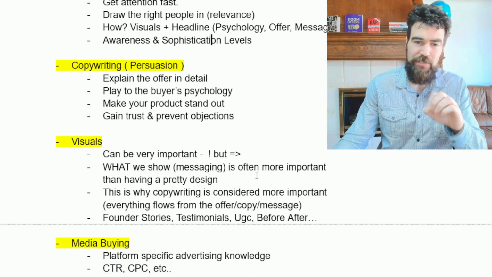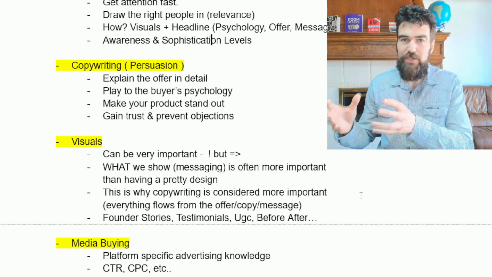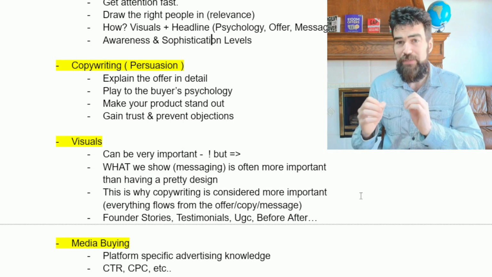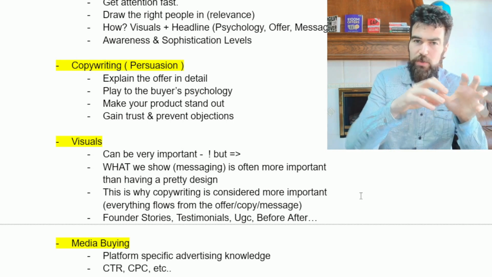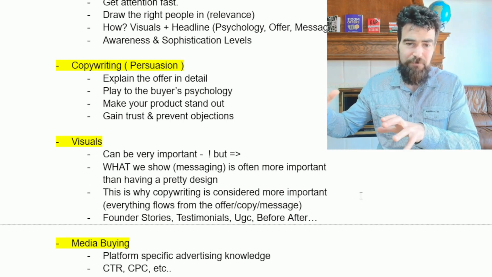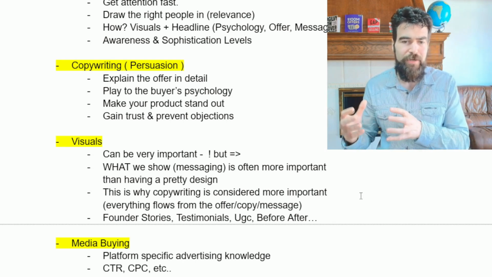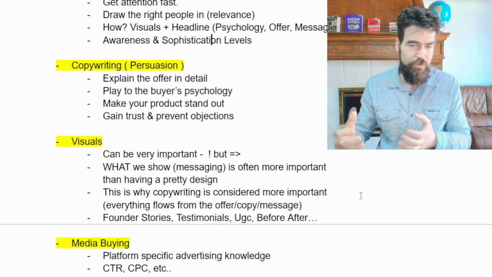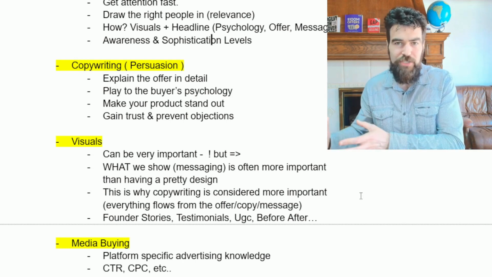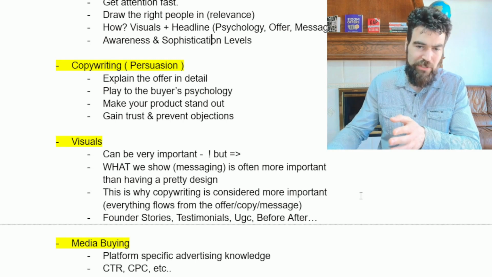Now the third thing is the visuals, and the visuals, especially in visual advertising, can really make or break your advertisement. But what you need to keep in mind here is that what you show, the psychology of the visuals, is more important than having a pretty design. This is why advertisers often say that copywriting is considered more important than visual or creative design, because typically the most important visual decisions are made from the offer, from the copy, and from the message.